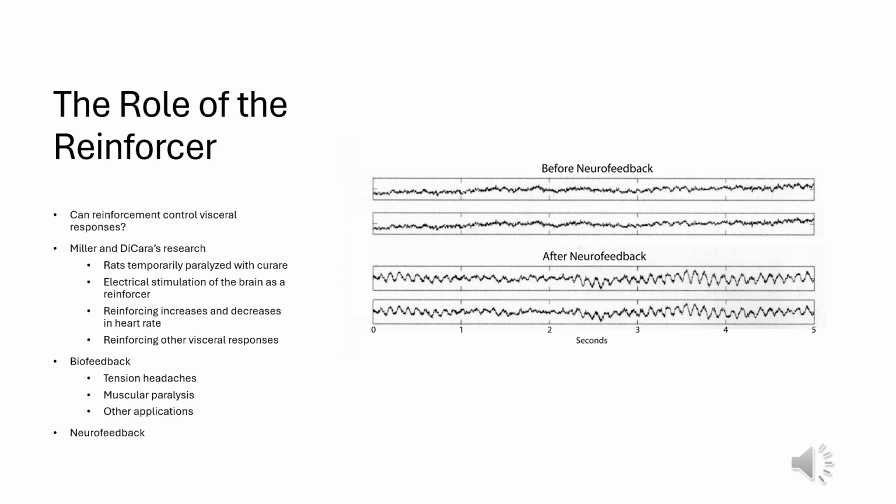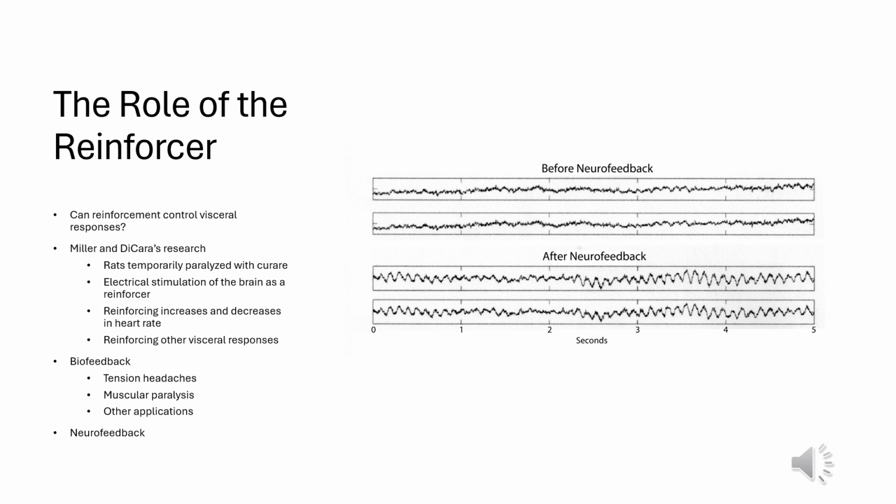Miller and DiCara's experiments went beyond heart rate and demonstrated that other visceral responses, such as blood pressure, as well as intestinal contractions, could also be conditioned using reinforcement. These findings expanded our understanding of operant conditioning to also include the modification of autonomic processes, which were previously thought to be beyond voluntary control. Miller's research laid the foundation for biofeedback, which is a therapeutic technique that helps individuals gain control over involuntary physiological functions by providing real-time feedback.